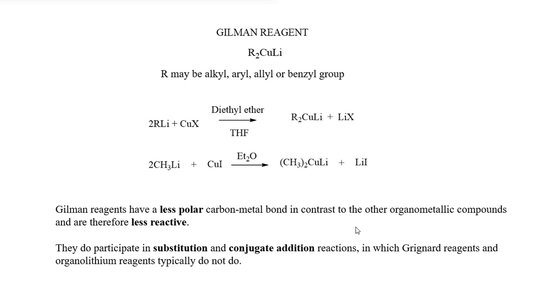Important reactions of Gilman reagent are substitution or coupling reaction and conjugate addition reaction. These reactions are not given by other organometallic reagents such as Grignard's reagent or organolithium reagent. They do not participate in the substitution reaction, that is similar to SN2 reaction. And conjugate addition usually takes place in alpha beta unsaturated ketone.